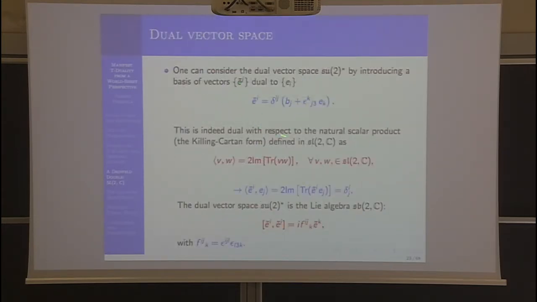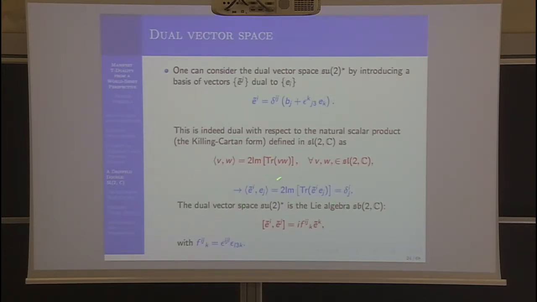But if we consider, together with E, these vectors Ẽ^i that we defined in this way, we can first of all see that these objects are dual with respect to the natural scalar product that is defined in SL(2,C), that is this one. So with respect to this natural scalar product, these vectors are dual to the vectors E_i. So they satisfy these properties.